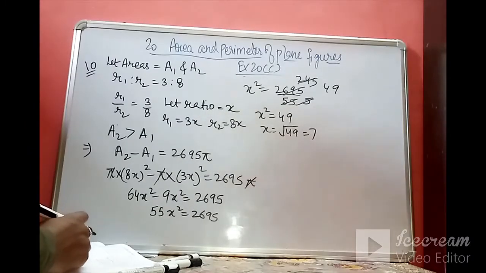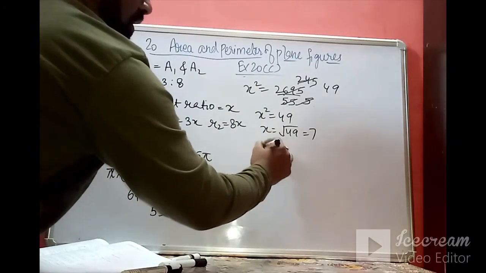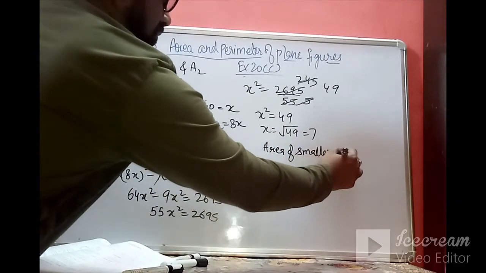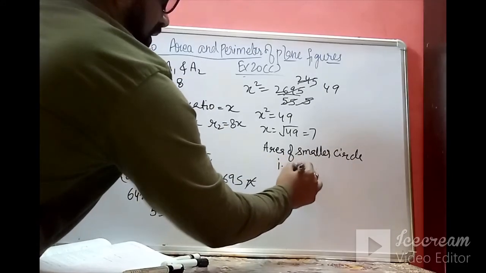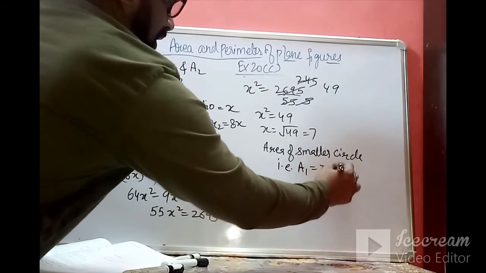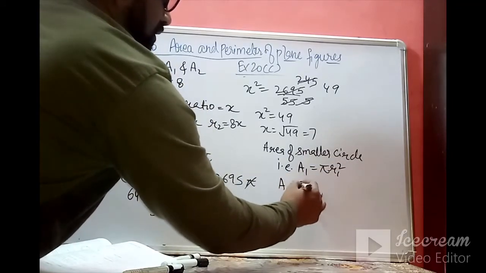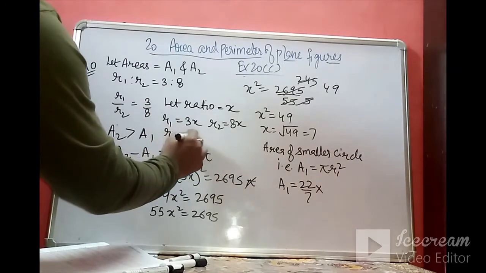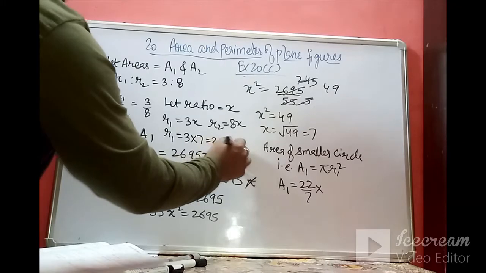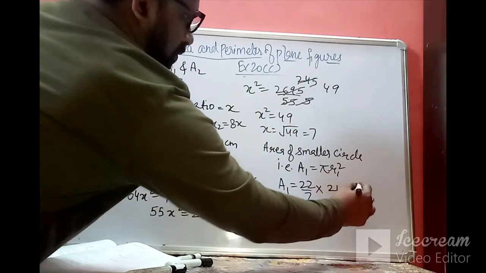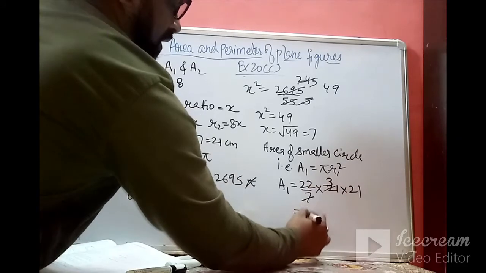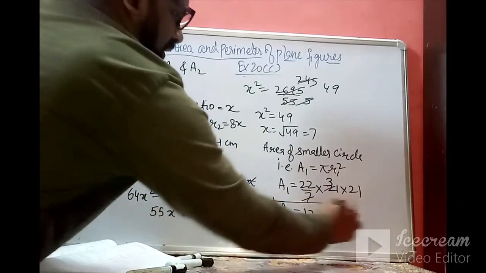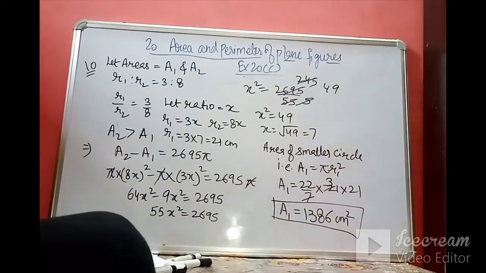So we have to find the area of the smaller circle. Area of smaller circle, that is A1, equal to pi r1 square. So that is 22 by 7, and what is r1? R1 is now 3 into 7, that is 21 centimeters. So we can write 21 into 21. So that is 1386 centimeter square. This will be our area of the smaller circle.